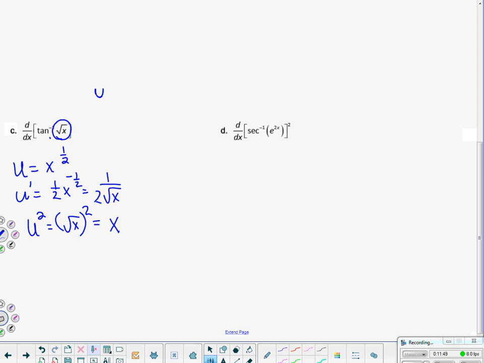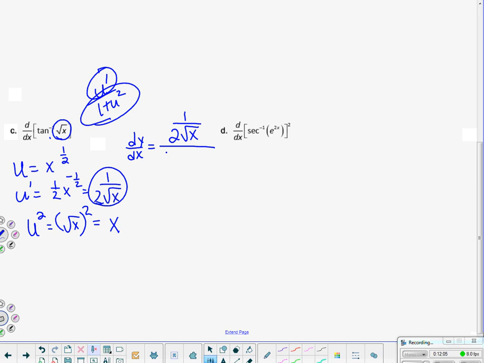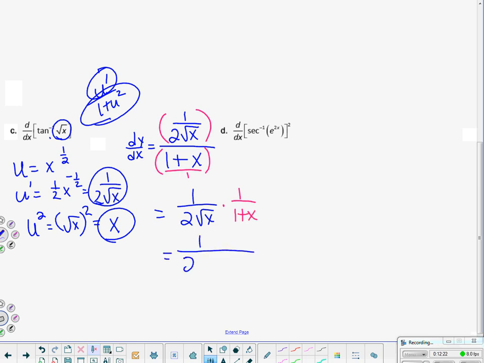The pattern for tan is u prime over 1 plus u squared. So my derivative dy dx is going to be u prime. U prime is this, 1 over 2 square root x, divided by 1 plus u squared, which is x. Now, let's pull this together. This is a fraction, if you want to think of it. Multiply by the reciprocal of that. And our answer will look like 1 over 2 square root x, parenthesis 1 plus x. There's your derivative.